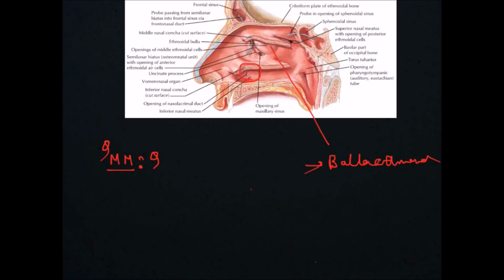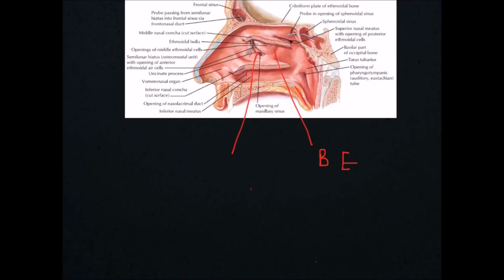We'll go back to the diagram. So now we will be able to appreciate everything better. This thing which you are able to see is the bulla ethmoides. Just below it is the hiatus semilunaris, and just below this there will be the uncinate process of the ethmoid bone, which is sickle shaped.